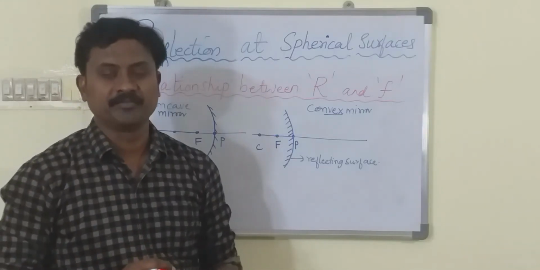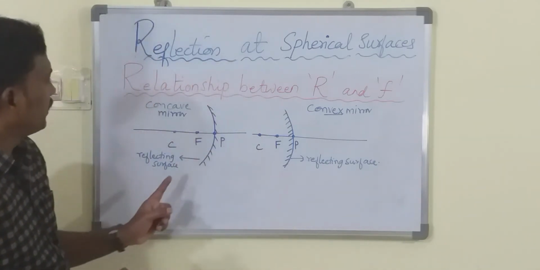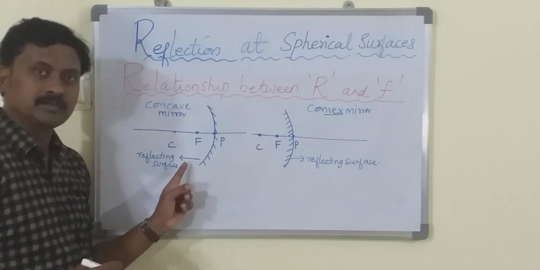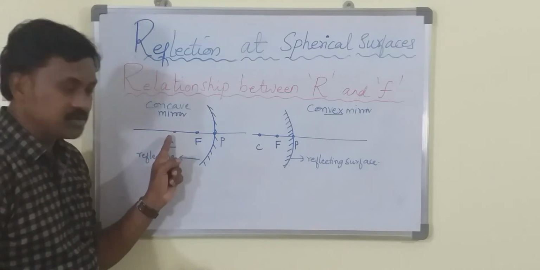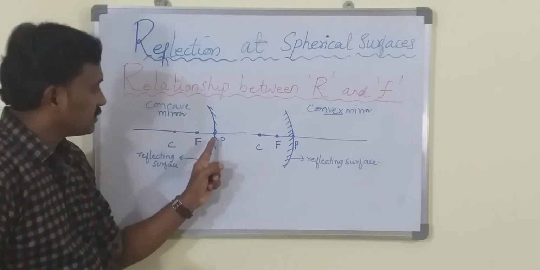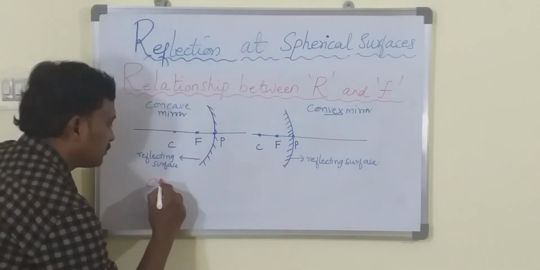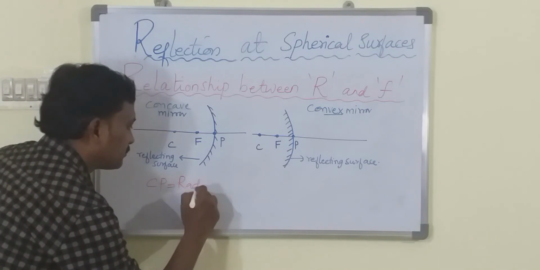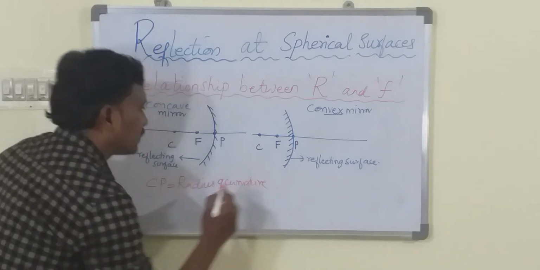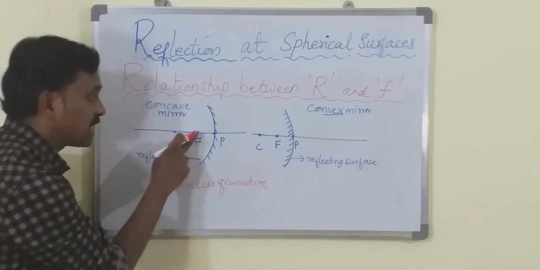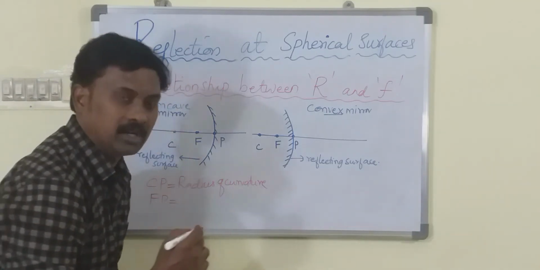Okay children, finally let us see the relation between the radius of curvature and focal length. We have already seen how to find out principal focus in case of concave mirror and convex mirror. This is the center of curvature, this is the principal focus, and this is the pole. And the distance between C and P is called, as you already know, radius of curvature. And the distance between the principal focus and pole, that is FP, is called focal length.